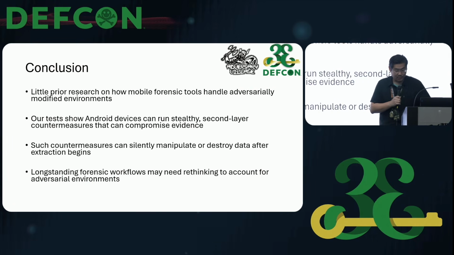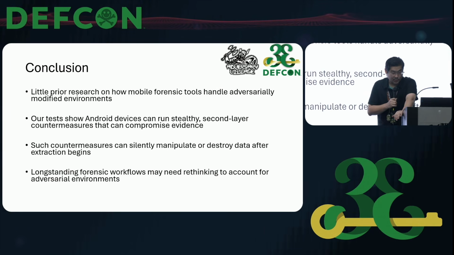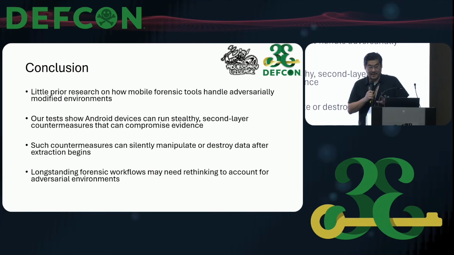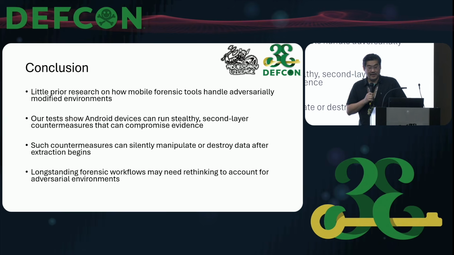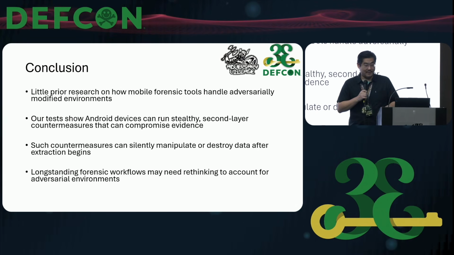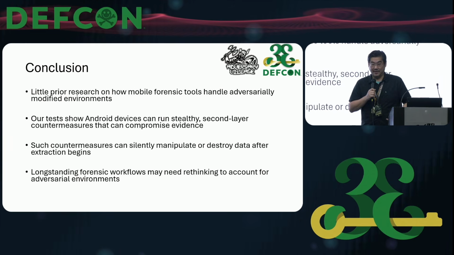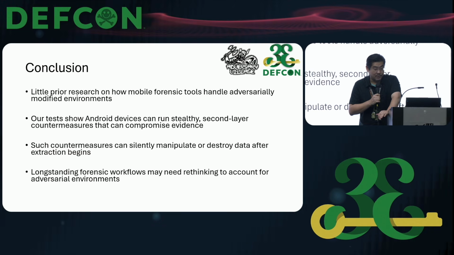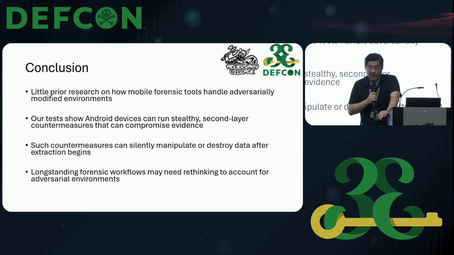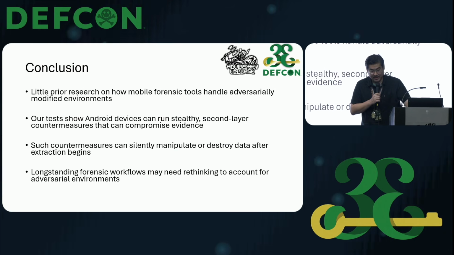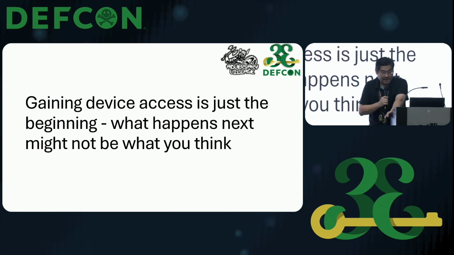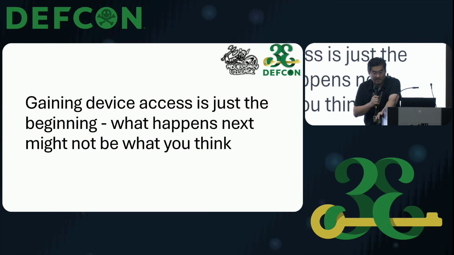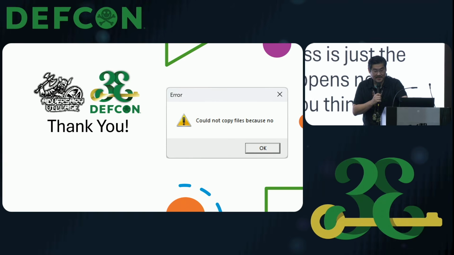So as a conclusion, we found that there's little prior research on how mobile forensic tools handle adversarially modified environments. Our tests show that Android devices can run stealthy second-layer countermeasures that can compromise evidence, and these countermeasures can silently manipulate or destroy data while extraction is happening, as you've seen just now. Because of that, we say that long-standing forensic workflows may need to be rethought to account for these adversarial environments. The last thing I want to leave you with is that gaining device access is just the beginning. What happens next during forensic extraction may not be what we think. With that, thank you very much.